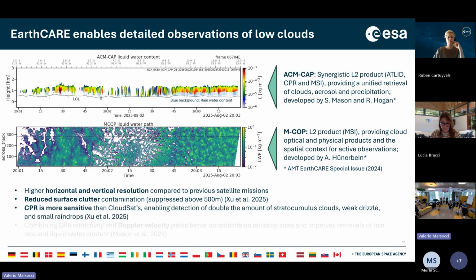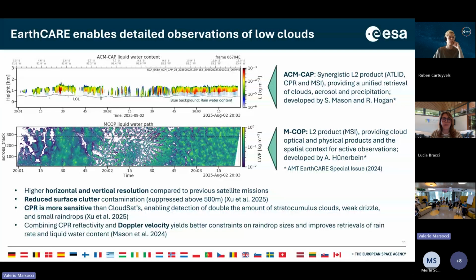And then the CPR instrument is also more sensitive than the predecessor CloudSat. It has been shown that it enables the detection of double the amount of stratocumulus clouds and also weak drizzle and small raindrops. And last but not least, the Doppler capabilities can be really useful in these retrievals because they help us to better constrain raindrop size. Because if we know how fast particles are falling, this is really well connected to the particle size. So we have an additional constraint.